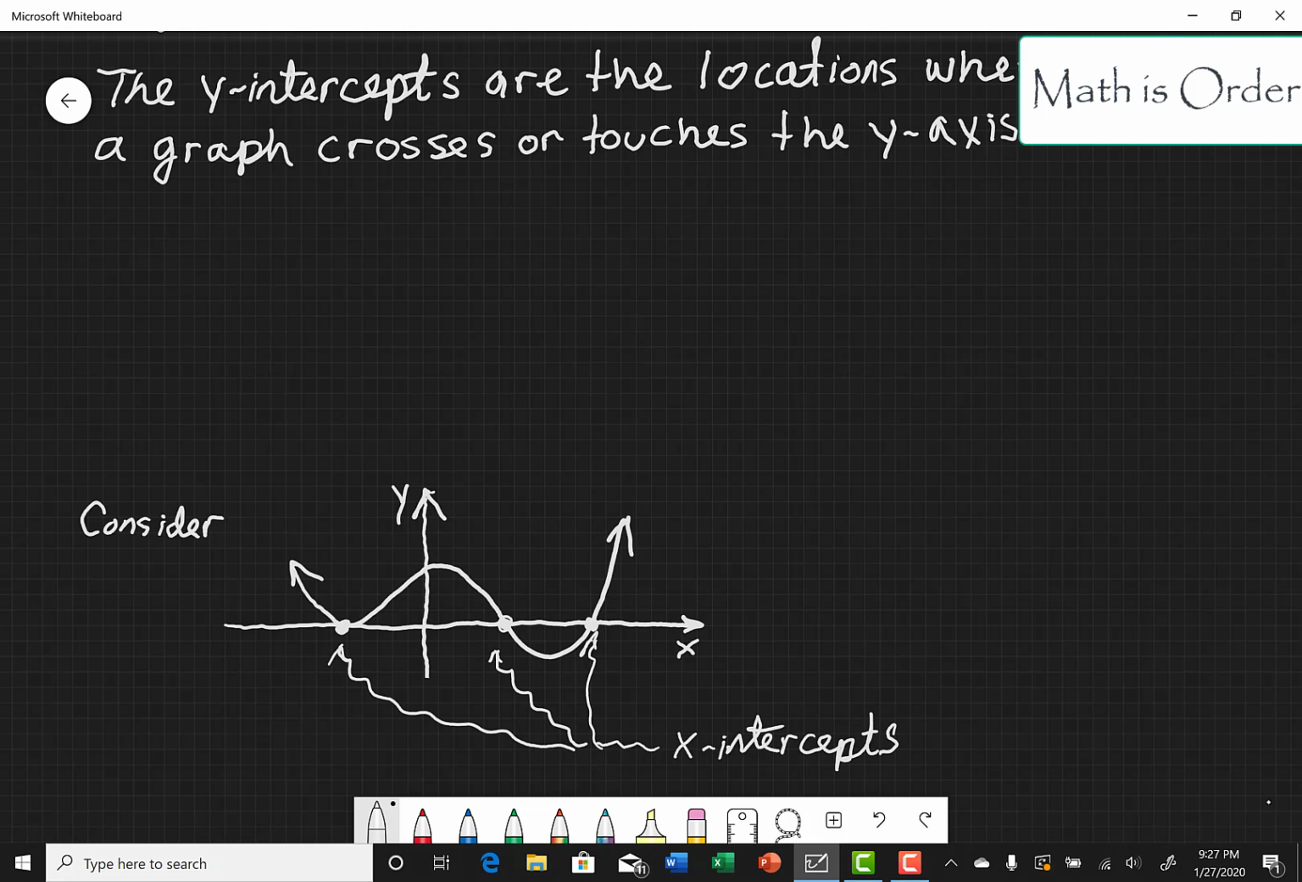All right, and where are the y-intercepts? That is, where does the graph cross or touch the y-axis? And you can see that there's just one location where the graph crosses the y-axis, and that's this point right here.